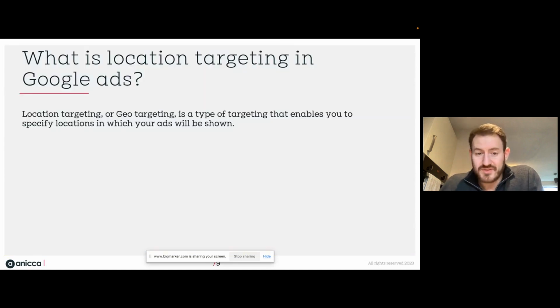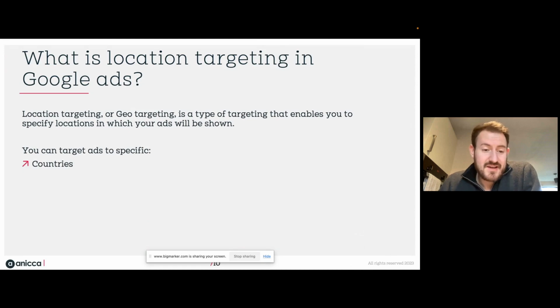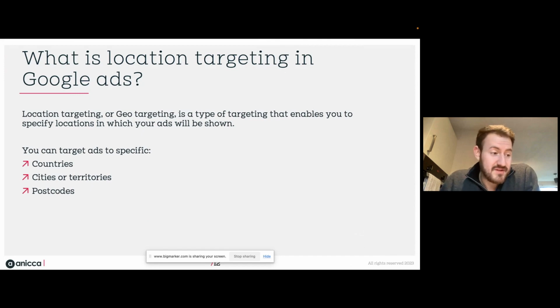So location targeting, or geo-targeting as it's often referred to, is a type of targeting that enables you to specify locations in which your ads will be shown. So specifically, you can target ads in different countries, in different cities or territories, or we might refer to them as counties if you're a UK-based business, or states if you're a US-based business. All sorts of different ways to refer to territories. We look at postcodes or zip codes, I suppose, and also targeting a radius around any of those types of location as well.